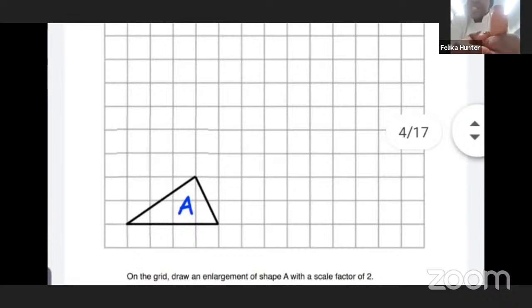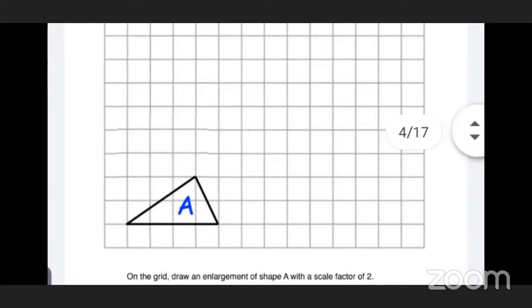The letter A doesn't necessarily have to be bigger. You understand? It's just to say that this is triangle A. So when you're labeling it, you don't have to make the letter bigger. But the shape itself would be bigger, right? So we're going to enlarge it. And when they say a scale factor of 2, that means we're going to increase each side. We're going to double each side. If they say an enlargement of a scale factor of 3, that means we're going to triple each side. You understand what I'm saying?